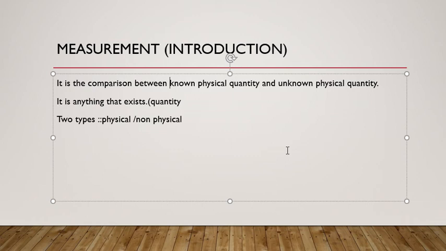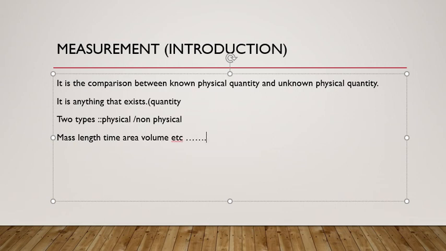Now measurement only deals with known physical quantities and unknown physical quantities. We have already known about physical quantities. Physical quantities means those quantities which can be measured out, like we have given examples: mass, length, time, area, volume, and other measurable things.